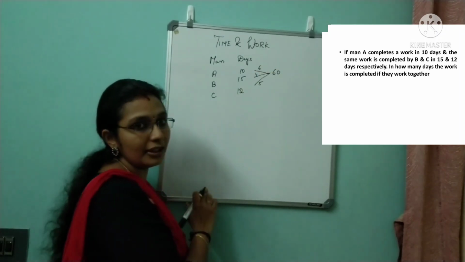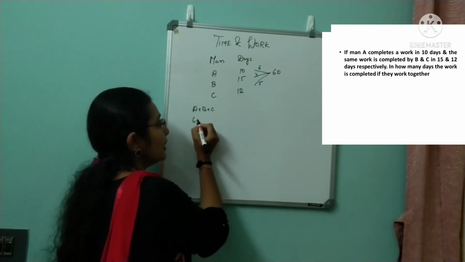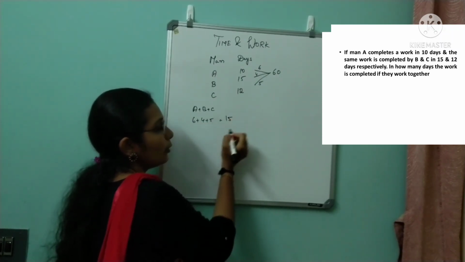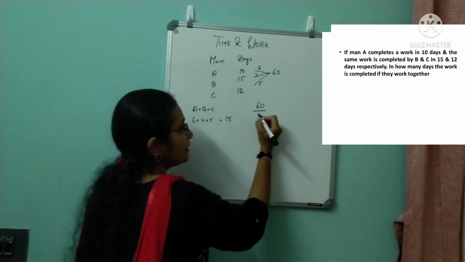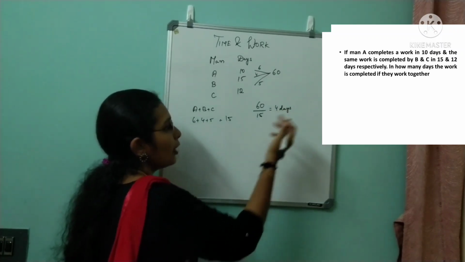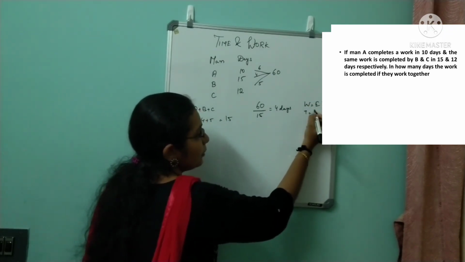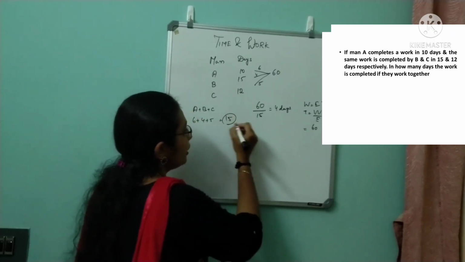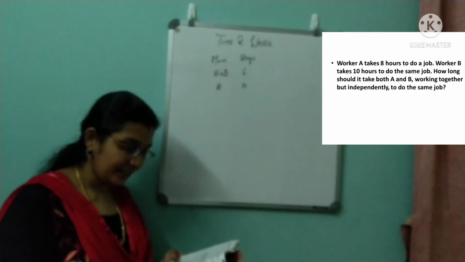So you have found the individual efficiencies. So the efficiency of all 3 per day is 6 plus 4 plus 5, which is 10 plus 5, which is 15. So their total efficiency per day is 15. So in order to complete 60 units of work, 60 by 15, which is 4 days, they will need to complete the work. Or you can go with the formula, work is equal to E into T. So T is equal to W by E. W is nothing but 60 and the total efficiency is 15. That is how we got 4 days. Clear? Here is our next question.